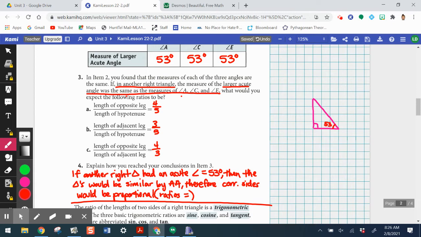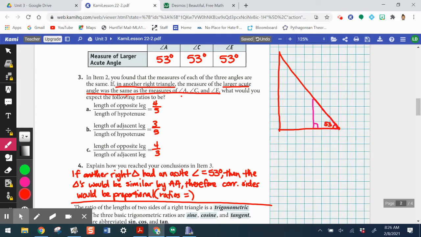So imagine another right triangle that also had the same measure of this angle, 53 degrees. What would be the ratio of the opposite leg to the hypotenuse? And why do you see that they're all equal? Let's go back to what it really means for triangles to be similar. So if I had another right triangle and the measure of one of the angles was the same as A, C, and E, and notice this is that 3, 4, 5, imagine that I took this right triangle from this angle here and just dilated both sides proportionally.